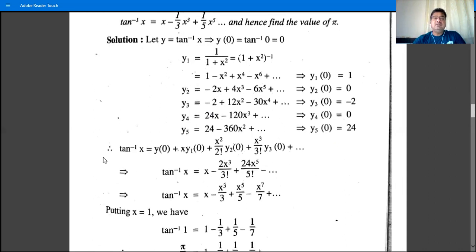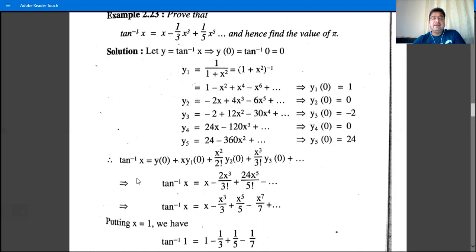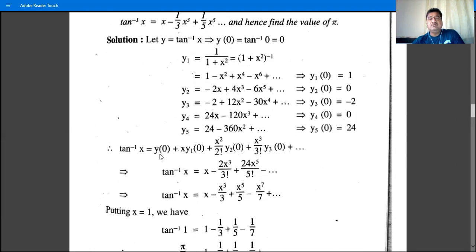Then you write Maclaurin's theorem, that f(x) is equal to f0 plus x f dash 0 plus x square by 2 factorial f double dash 0. So instead of f, use the y notation, and in order to denote the derivative, use suffixes.